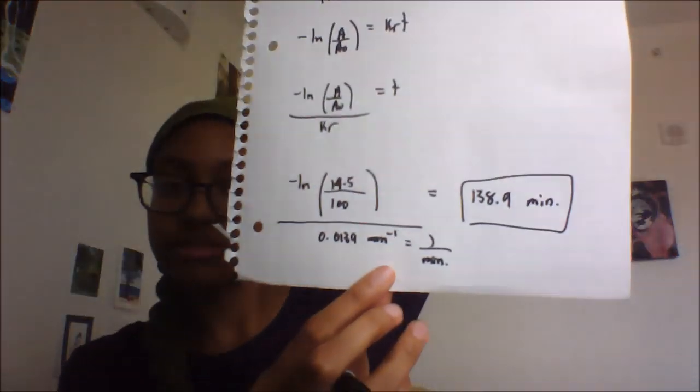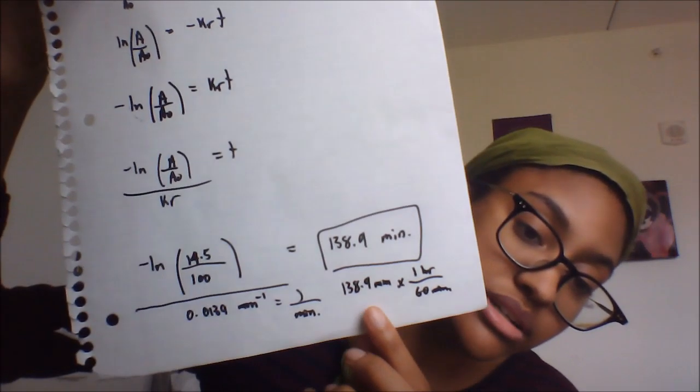And that is our final answer. If you want it in hours, because I don't understand 138.9 minutes, you can just do a little dimensional analysis: 138.9 minutes, multiplied by 1 hour over 60 minutes. And that is going to be approximately 2.32 hours.